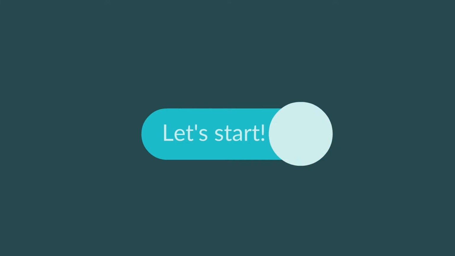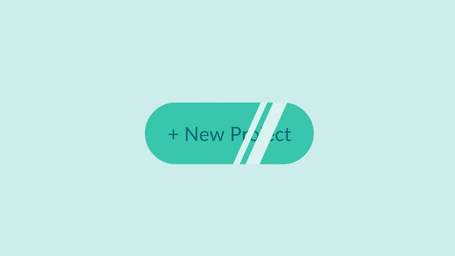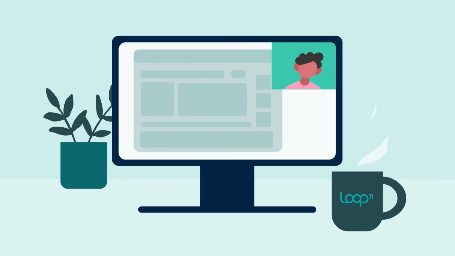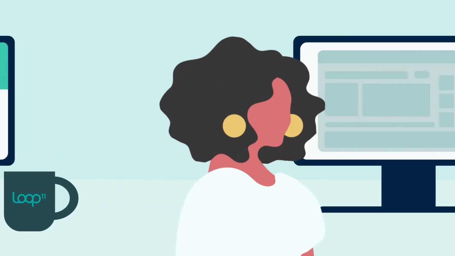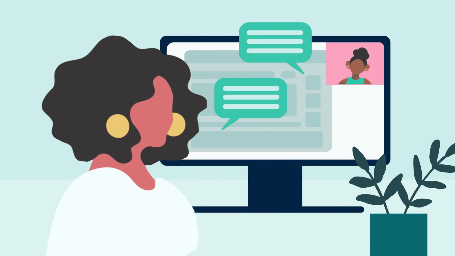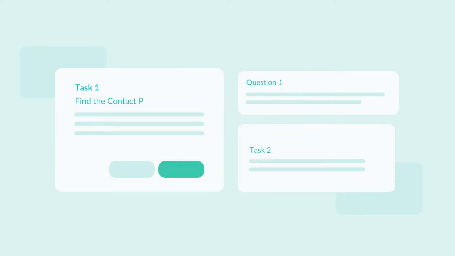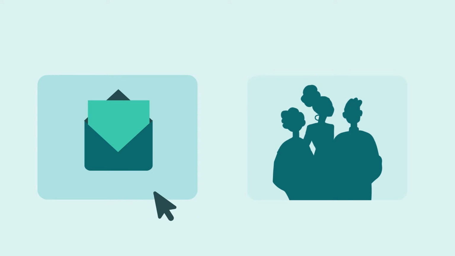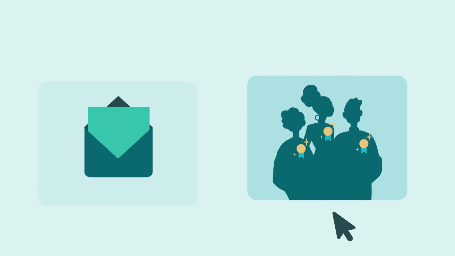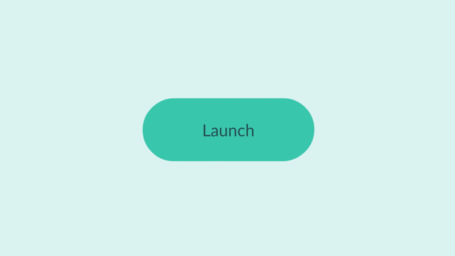Let's get started. In your Loop11 dashboard, create a new project. Choose unmoderated testing if you don't require a test moderator to be present, or moderated testing if you want to watch and interact with participants during the test. Set your test language. Set up tasks and ask questions like find the contact page. Invite your own participants to the test or recruit from Loop11's verified user panel. It's time to launch your test.